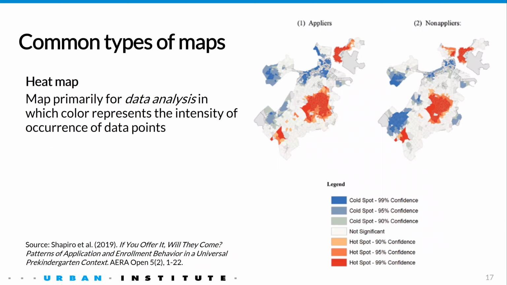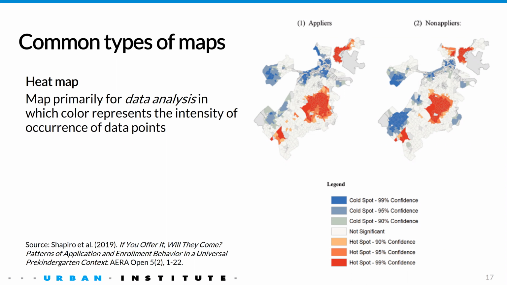Finally, we include examples of a type of map used for sophisticated data analysis, a heat map. Heat maps analyze the intensity of the occurrence of data points and use statistical testing to assess whether the clustering of points is more or less than would be expected by chance. Heat maps identify hot spots with tight clustering of points and cold spots with few highly dispersed points.